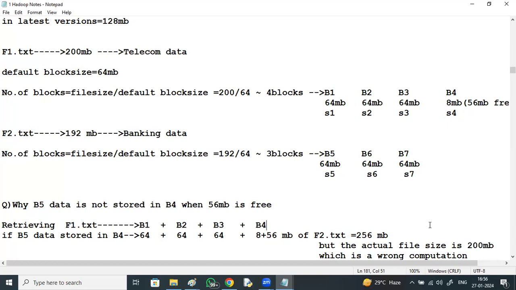Understood, everyone? That's why every file will have its own blocks. If b5 data is stored in b4, then whenever you are retrieving the telecom data, you also get banking data. That's why every file will have its own blocks.